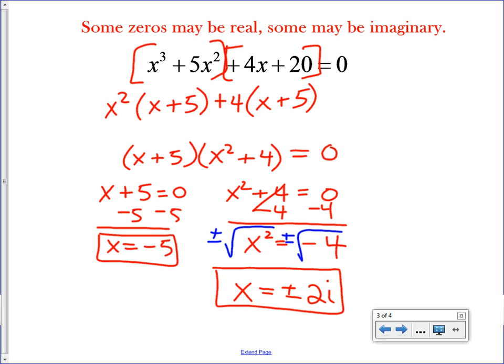So counting up our answers here, we have one real answer, that's -5, and we have two imaginary answers, right? Positive 2i and negative 2i. So sure enough, we got 3 answers like we were expecting based on the fundamental theorem of algebra.